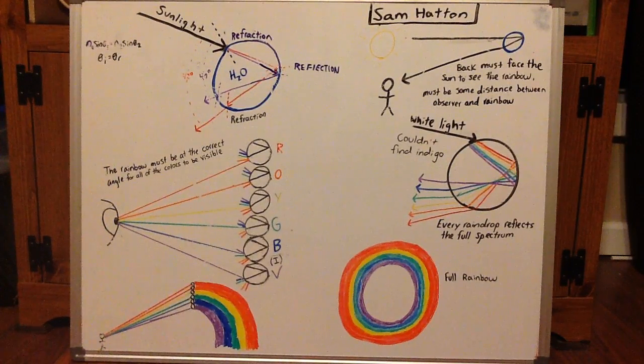So conditions to form a rainbow is that you must be having your back facing towards the sun so that the ray of light can refract twice and reflect and come into your eyes. And there must also be some distance between you and the rain droplets, so you can't have a rainbow very close to you unless it's like in your sprinkler.